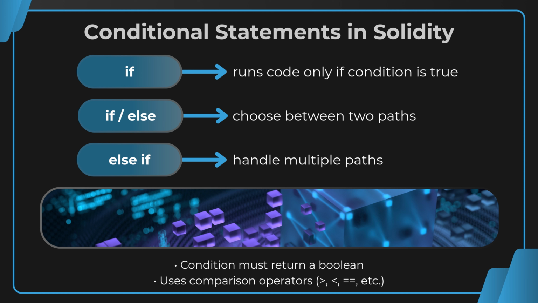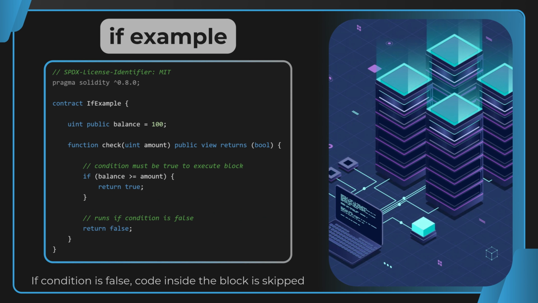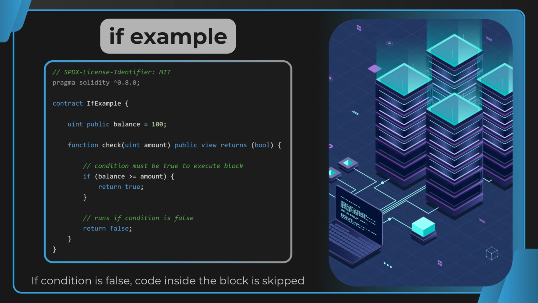The if statement is the simplest one. It runs a block of code only if a condition is true. If the condition is false, that block is simply skipped. The expression inside the parentheses must evaluate to a Boolean value, either true or false. If it's true, the code inside the curly braces runs. If it's false, execution jumps to the next line after the closing brace.